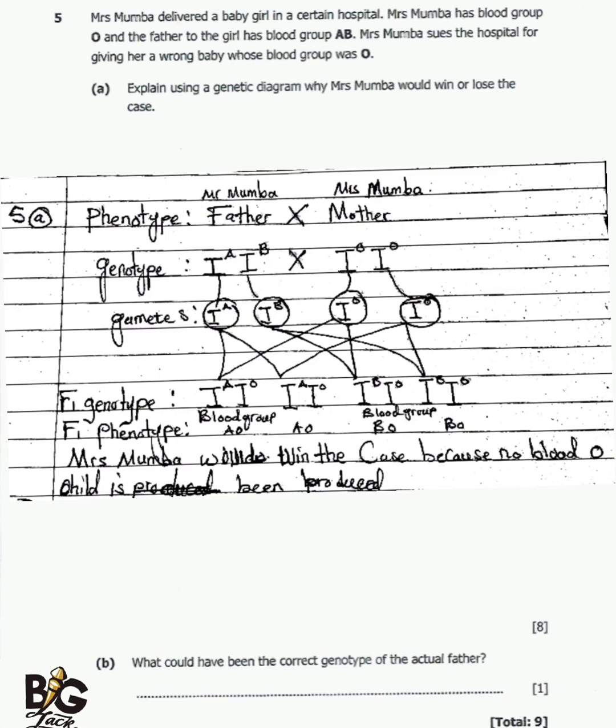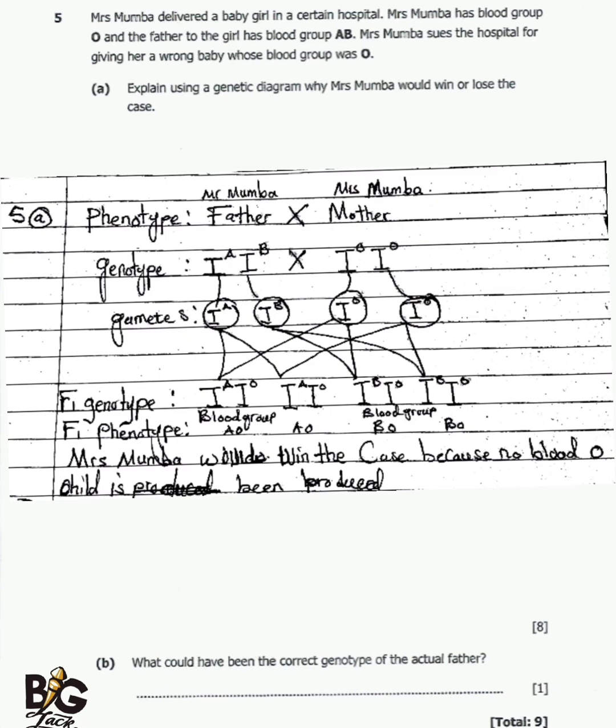Then Mrs. Mumba has blood group O, and blood group O exists as homozygous recessive. Blood group O does not exist heterozygous. So I'm going to say capital letter I to the power small letter o, capital letter I to the power small letter o. From there, I'm going to split the gametes. Capital letter I to the power A is going to be single, and capital letter I to the power B is going to be separated. That is what splitting the gametes means.